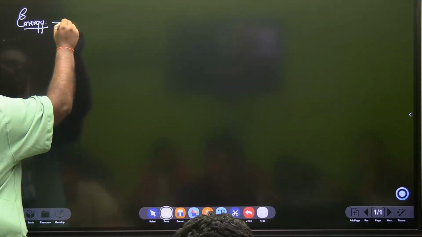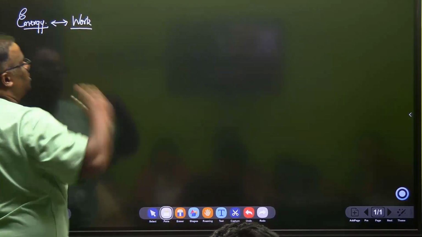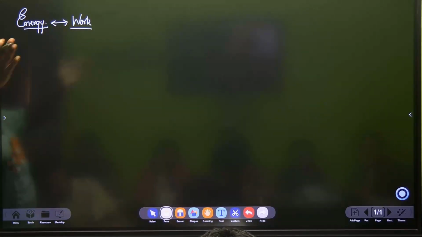Energy and work in physics are interrelatable terms. A body can do work if it has energy, right? And if you do work on a body, then you are actually adding energy to that body. You can't create energy, nor can you destroy energy. You can just convert it from one form to another.